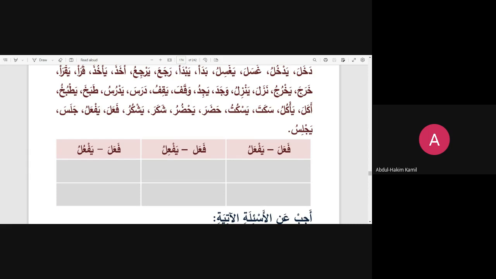We didn't do this before. What we've been doing the whole time is putting in the mudari, but now the mudari from fa'ala could be one of three options. I want you to recognize it could be yaf'alu, yaf'ilu, or yaf'ulu. And you have to memorize. Look at these verbs here. You have to memorize all these verbs and know them. Get used to it.